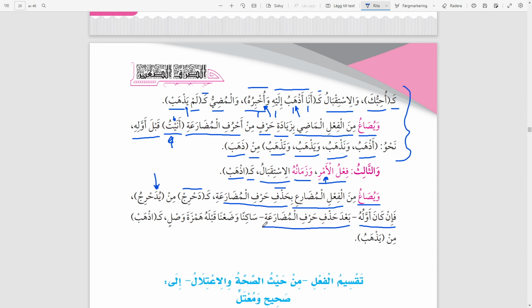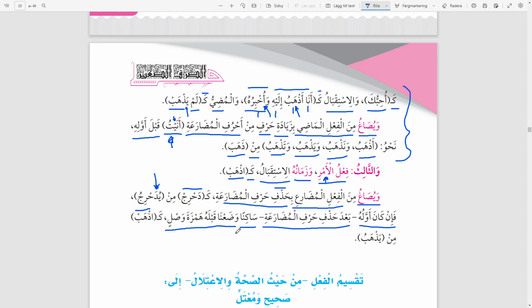After you remove the حرف المضارعة, if it's sakin, meaning it has sukun, then you put a hamzatul wasl in front of it. So يذهب becomes dhhab, but you cannot say sukun as the first letter in a word. So you need to add the hamzatul wasl.